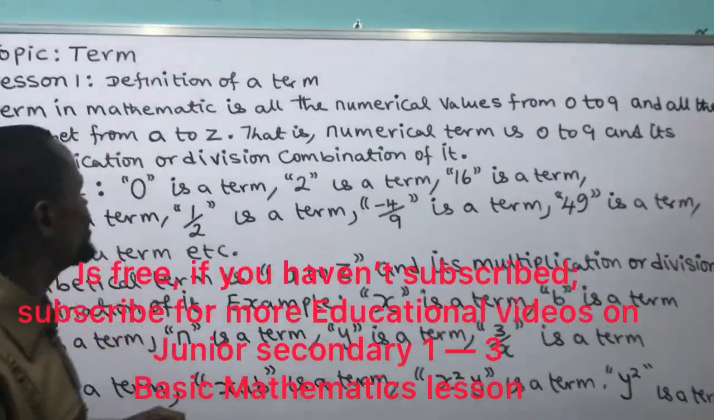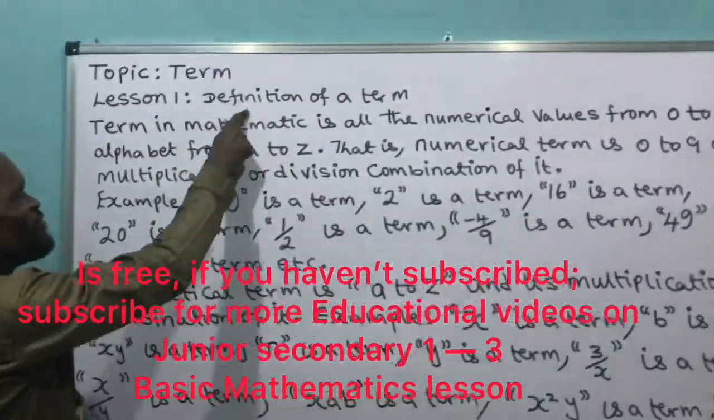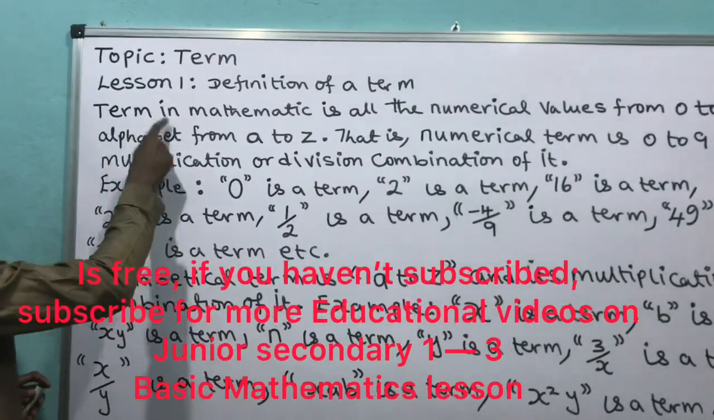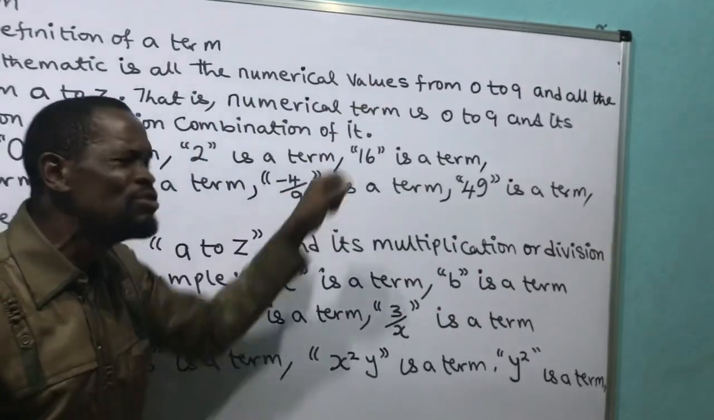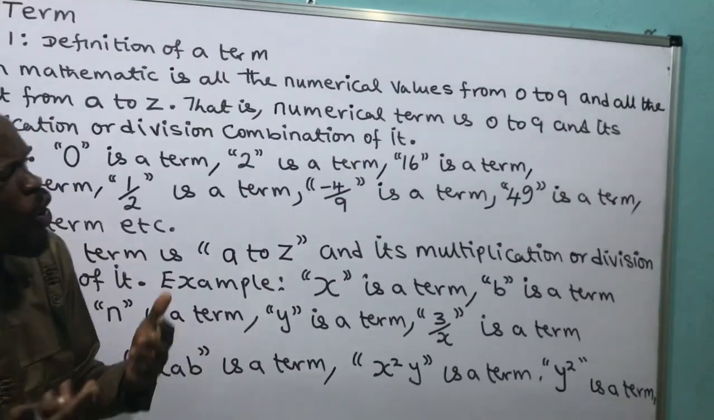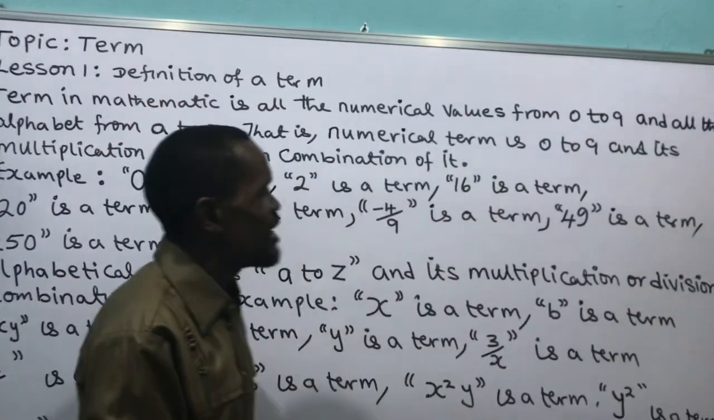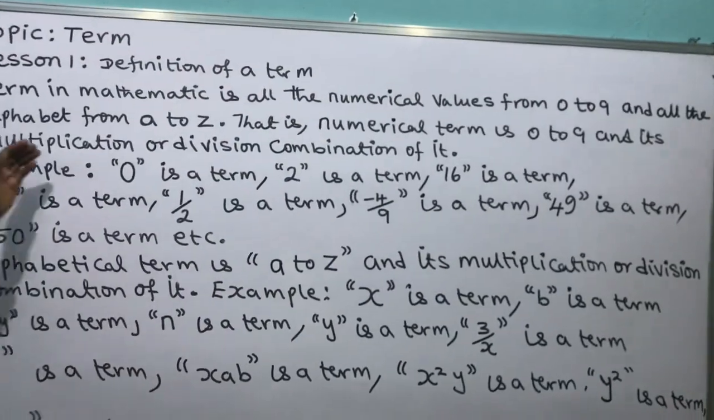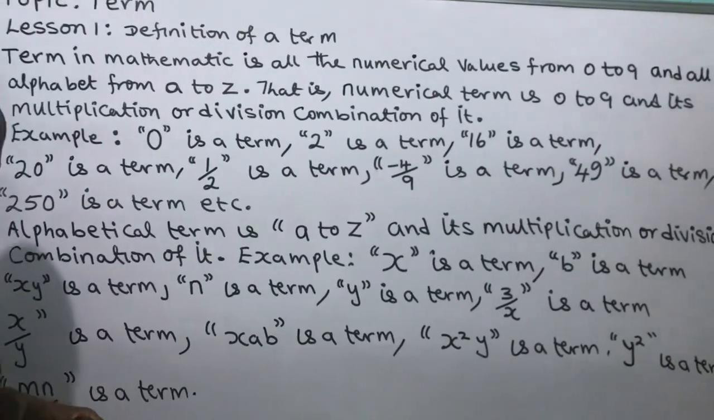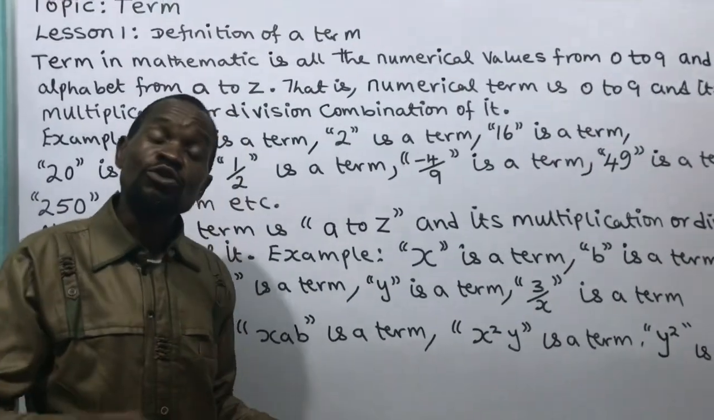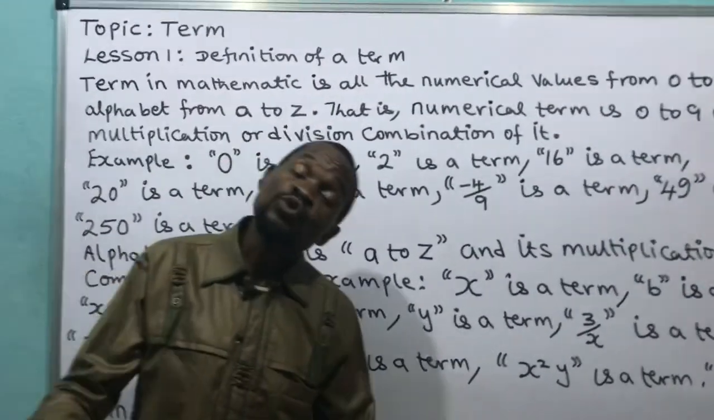Then the topic we have today is term, and the lesson is definition of term. Term in mathematics is all the numerical values from 0 to 9, and the alphabet from A to Z. We say term is those numbers we write from 0 to 9. If you write 1, it is a term. If you write 0, it is a term. If you write 20, it is a term.